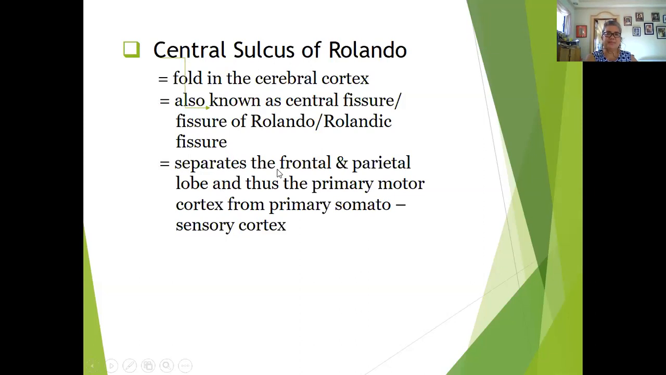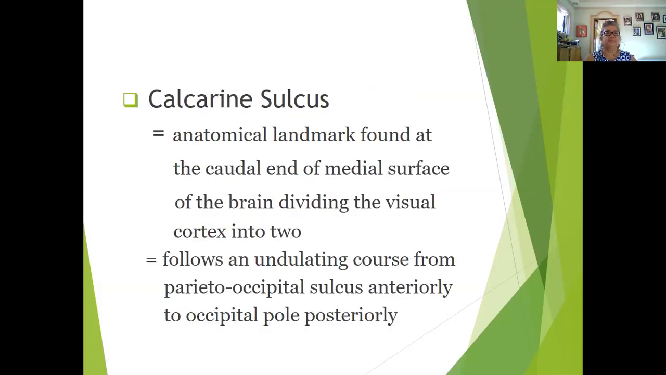Now, this will separate the frontal and parietal lobe, and thus it will separate the primary motor cortex, which is your frontal lobe, and separate it also from your primary somatosensory cortex. We will talk on that later when we go to the gyri.